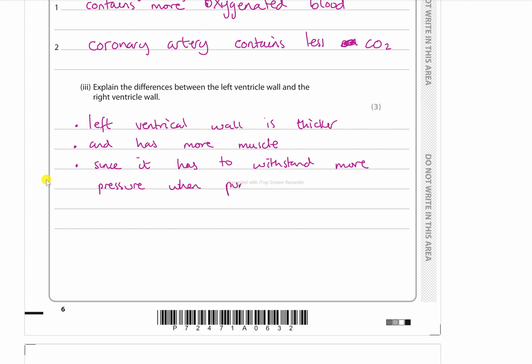And pumping blood around the body. Done. Right, okay. The development of coronary heart disease is linked to a number of factors.